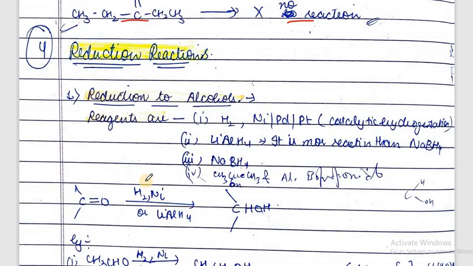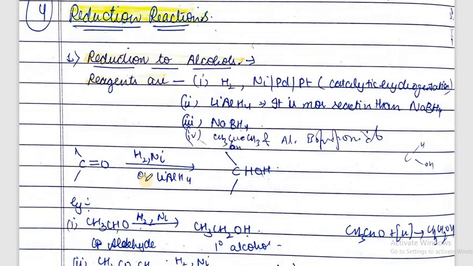In reductions, the reduction of the carbonyl group can take place to alcohols. That is, aldehydes and ketones can be reduced to alcohols or they can be reduced to hydrocarbons. First is reduction to alcohols. Reduction of aldehydes or ketones can be done to alcohols with different reagents.